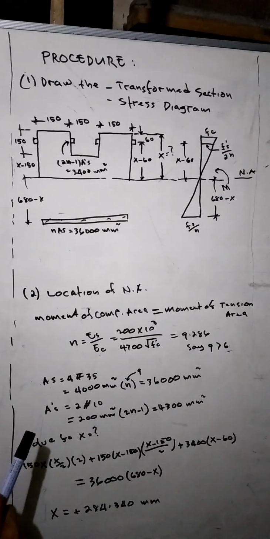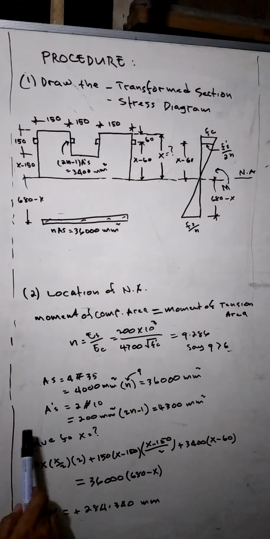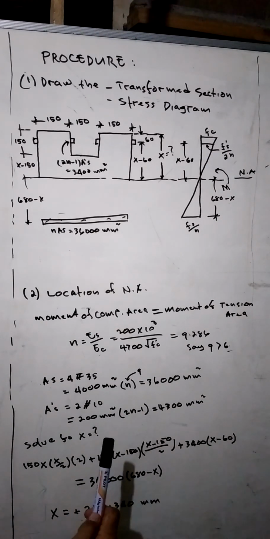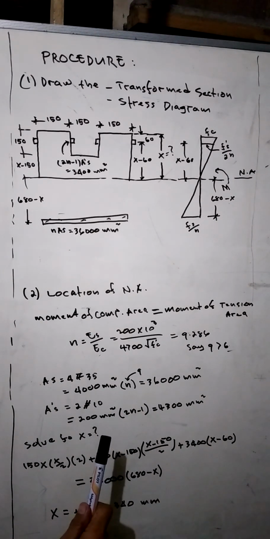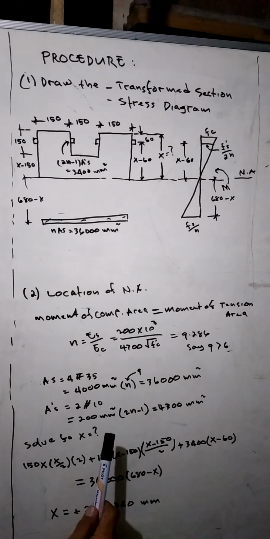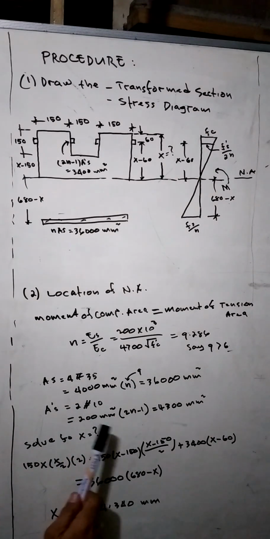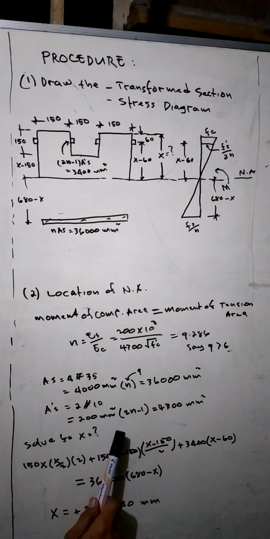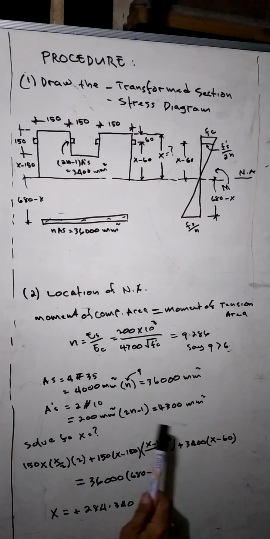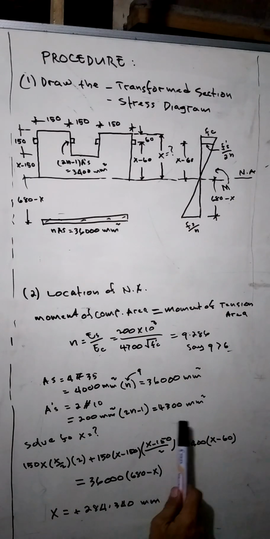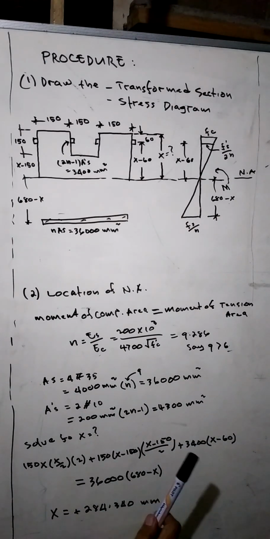For the compression bar, specification again, number 10 bar has an equivalent area of 100 square millimeter. Since this is 2, multiplied by 2 is 200. To transform the area, multiplied by 2n minus 1, resulting to 4,300 square millimeter. Then we have to solve the value of x.